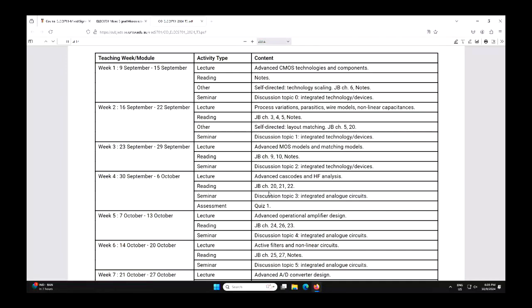Okay, it'll be time to start. Okay, so week 5, almost halfway there. So we're going to talk about op-amp design.